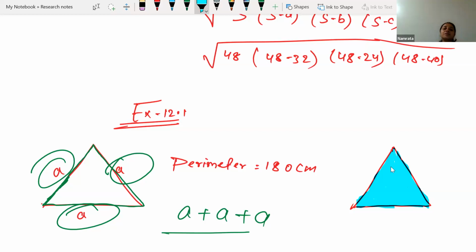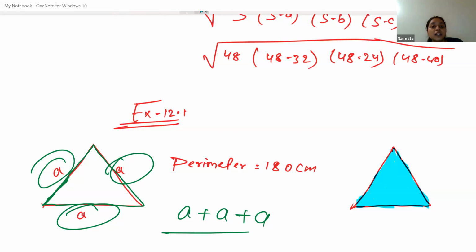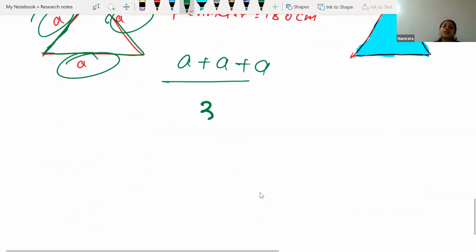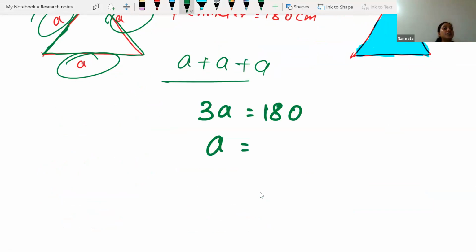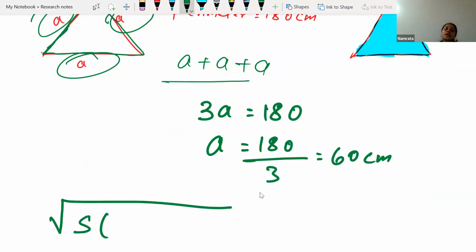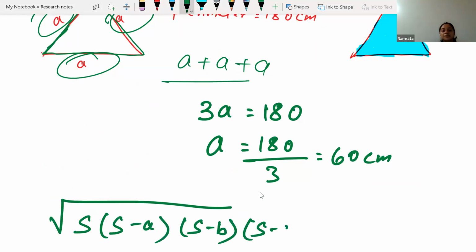In our question number 1, the perimeter of the shape is given as 180. That means A plus A plus A, that is 3A, is given as 180. From here we get the side of the equilateral triangle, A, which will be 180 by 3. That is 60 centimeter. We got the side. Now the magical formula to find the area of the shape is under root S, S minus A, S minus B, S minus C.